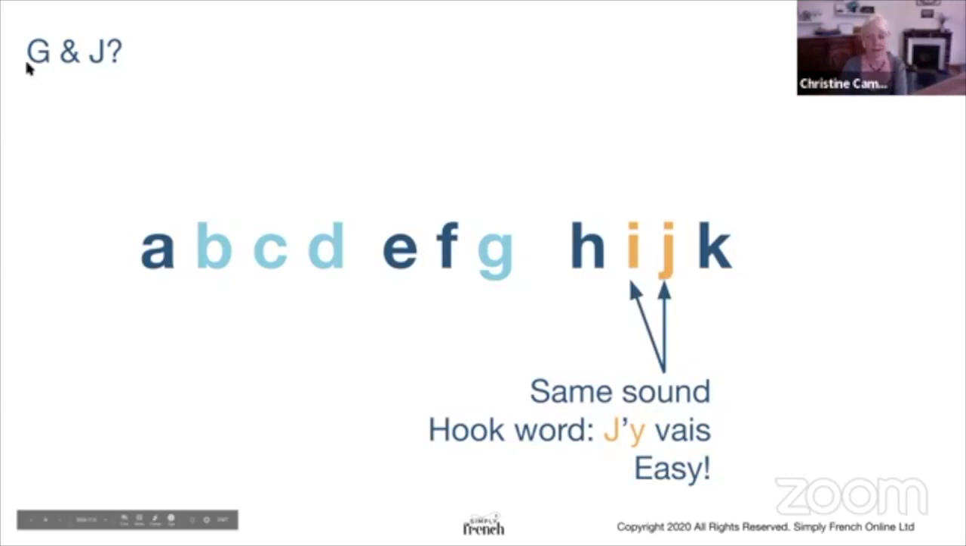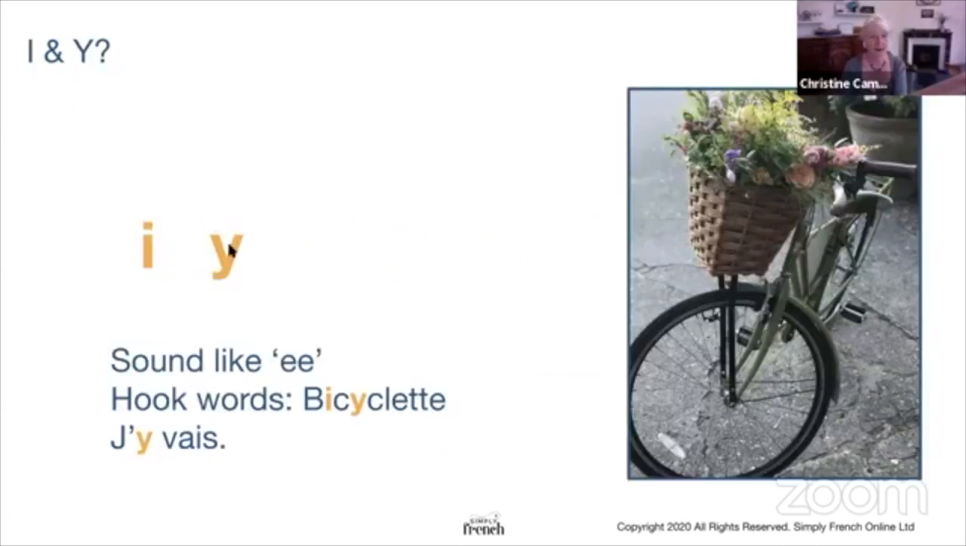So the next two letters that English people find difficult are the letters I and Y. Put them together because it's E and Y, which is the Greek I. So they're both the same sound, E and E. We would say E, the double E sound. And my hook words are bicyclette, because it's the two sounds in there, une bicyclette, and j'y vais. J'y vais, again, this little phrase, I go there, I'm going there, or I'm going. So E and Y.